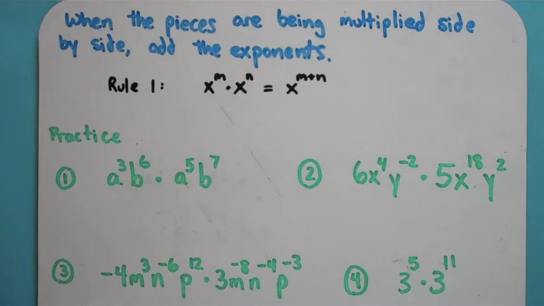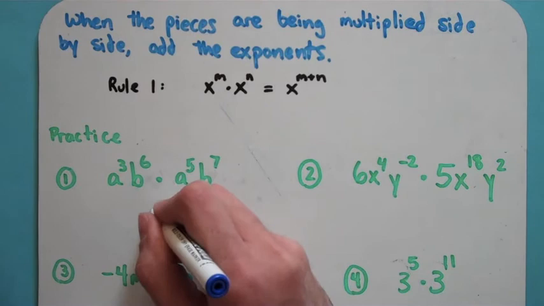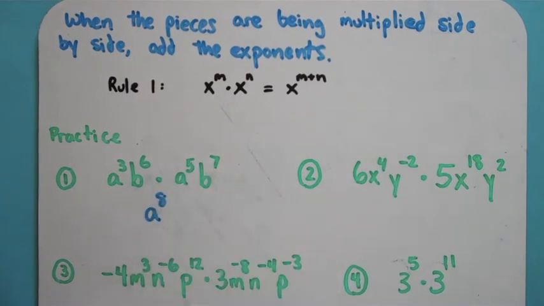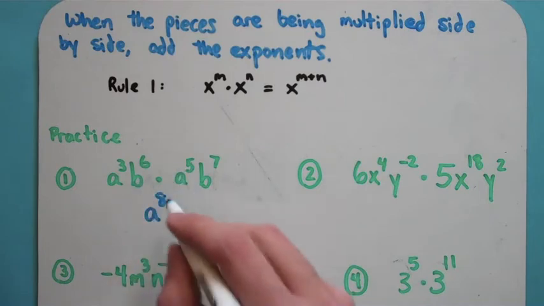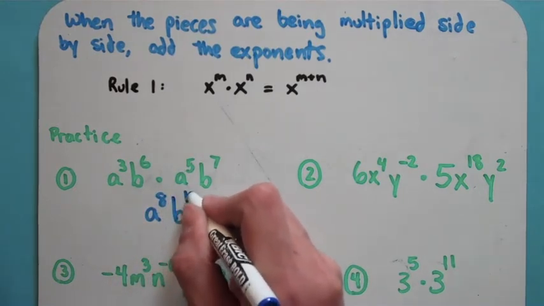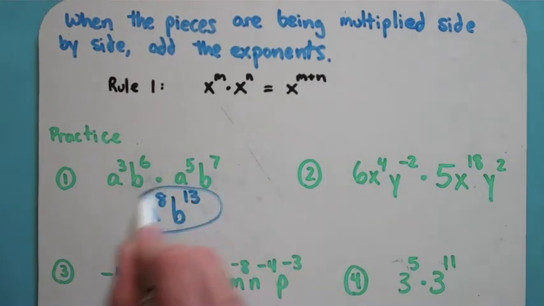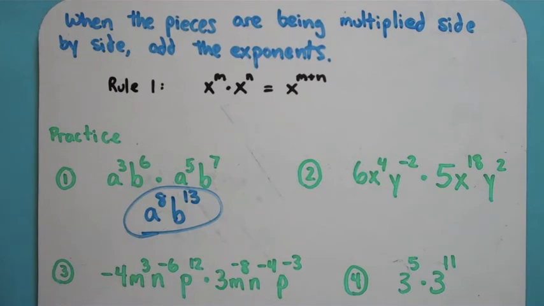So on my first example, I have 3 a's over here times 5 a's over here. So 3 a's being multiplied, 5 a's being multiplied. In the entire problem, I have 8 a's being multiplied together. Similarly, I have 13 b's being multiplied, 6 plus 7. So this is going to be the final answer to my first problem when I simplify using the property of exponents.